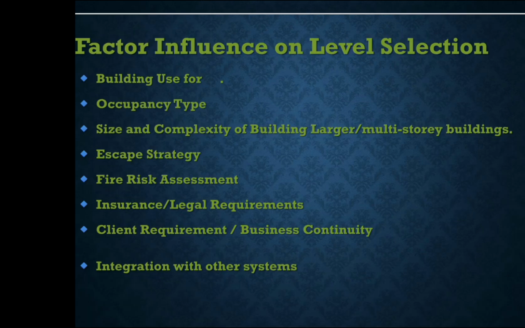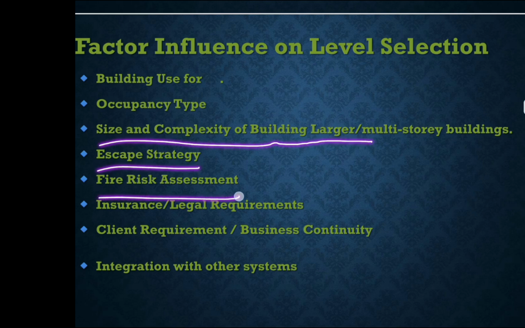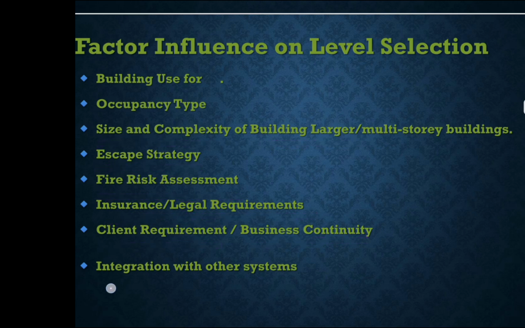Okay, so far we learned which kind of project requires which type of fire alarm protection system. So we analyze the factors influencing our selection of the fire alarm system, right? Like what the building is used for, what the occupancy type is, moderate or high, the size and the complexity of the building, escape strategy, fire risk assessment, insurance and legal requirements, client requirement and business continuity, and integration with the other systems. Based on these factors, our selection of the fire alarm system will differ, from L1 to L5.